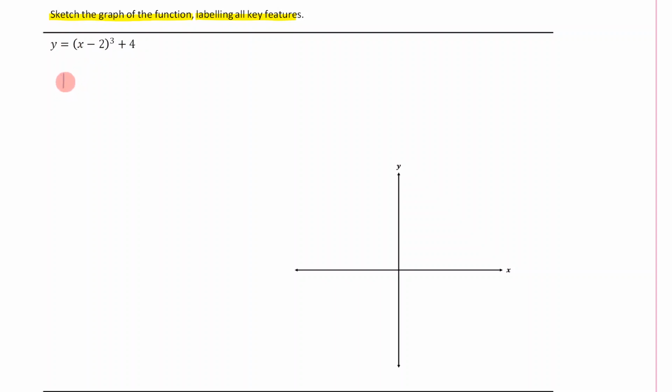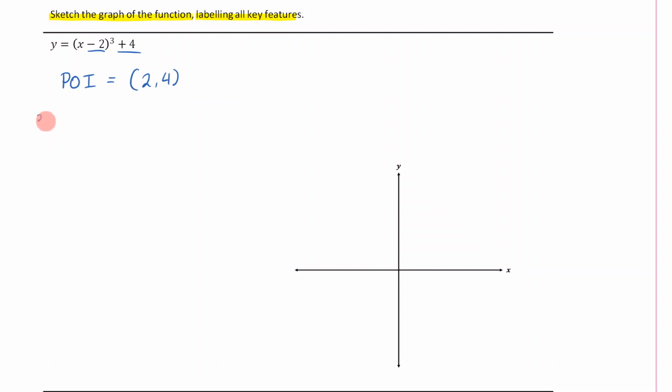The first thing I'm going to do is write down what my point of inflection is going to be. And I know that my point of inflection is going to be 2, 4. And I can read that straight off. So I know that this -2 here means 2 here, and this +4 here means 4 there. Really important that you're able to do that.